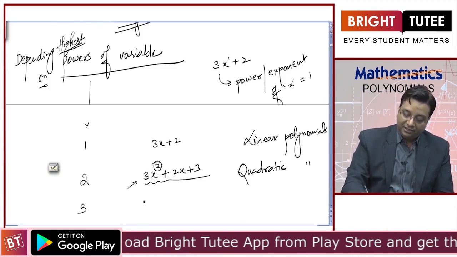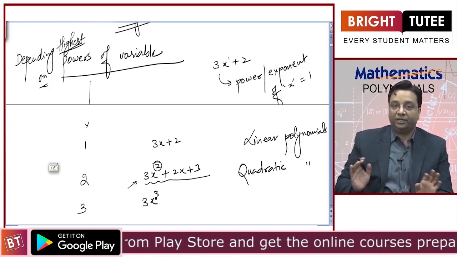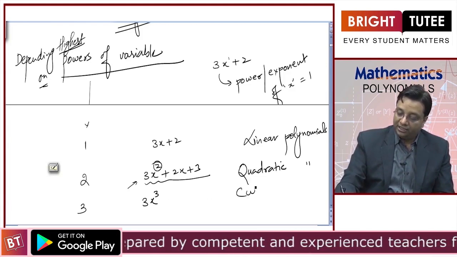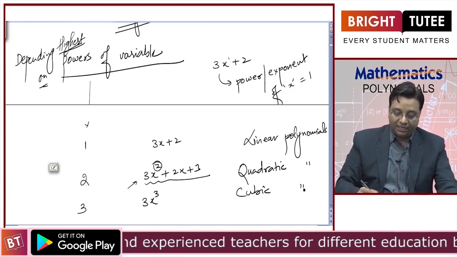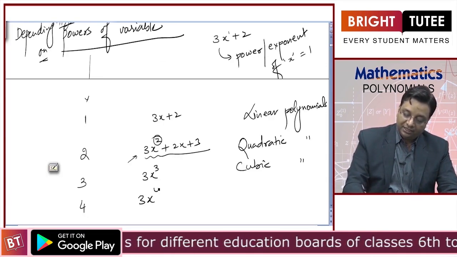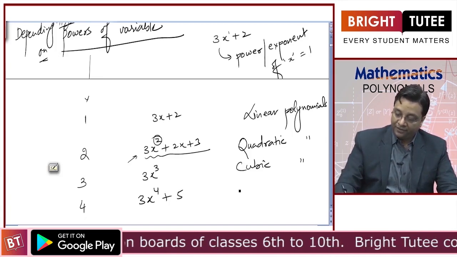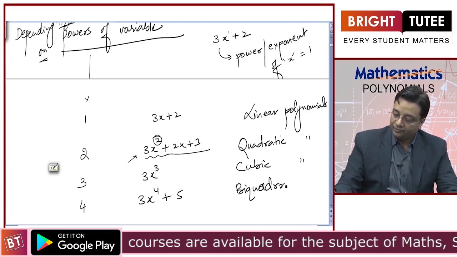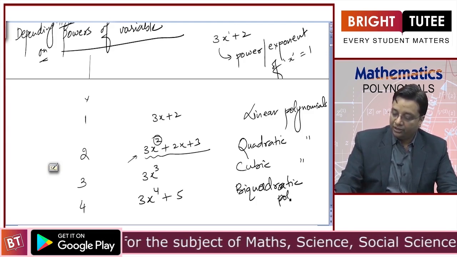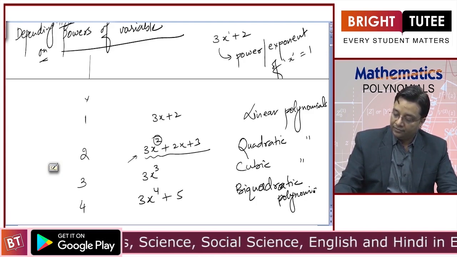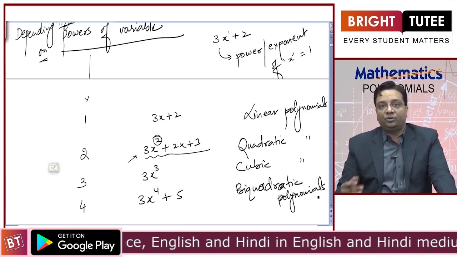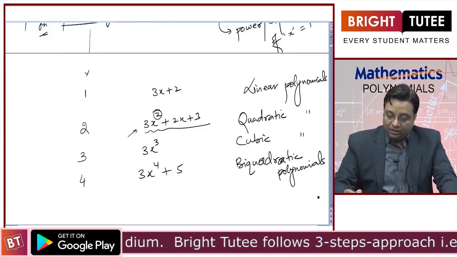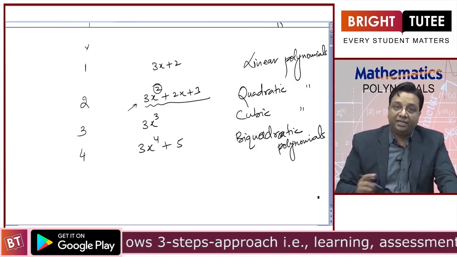When the highest power is 3, for example, let me take 3x cube only, there may not be other terms, we call such polynomials cubic polynomials. If the highest power is 4, for example, 3x raised to power 4 plus 5, these are known as biquadratic polynomials. So, this is the broad categorization. We can go on with 5th power, 6th power, right. So, this is about categorization of polynomial depending on powers of x.